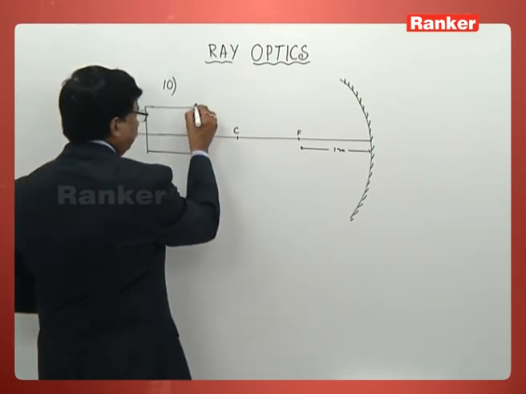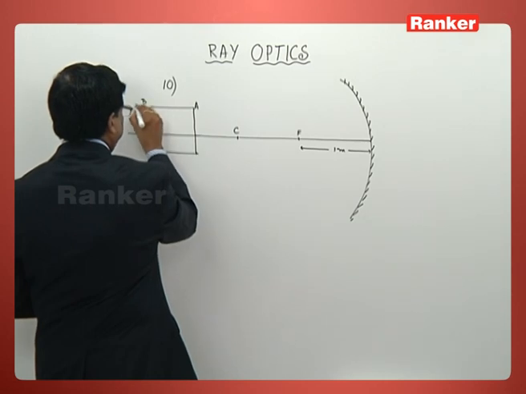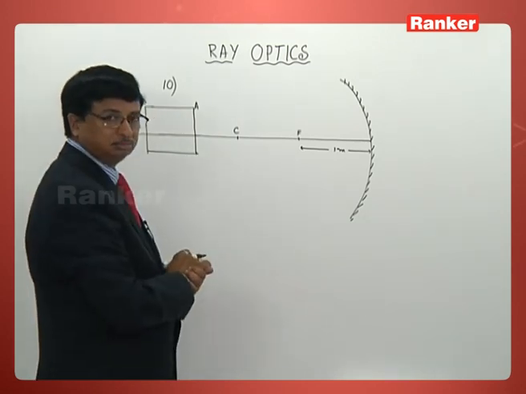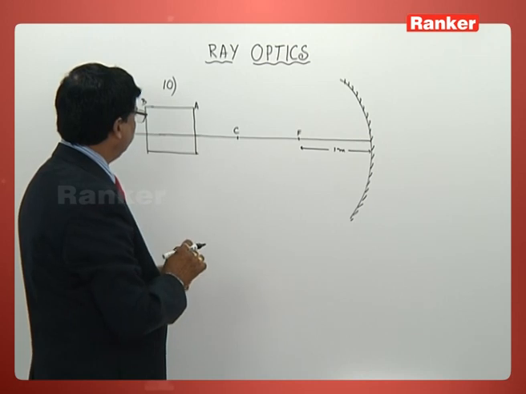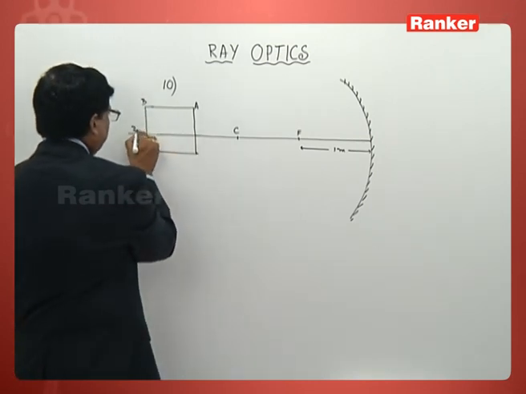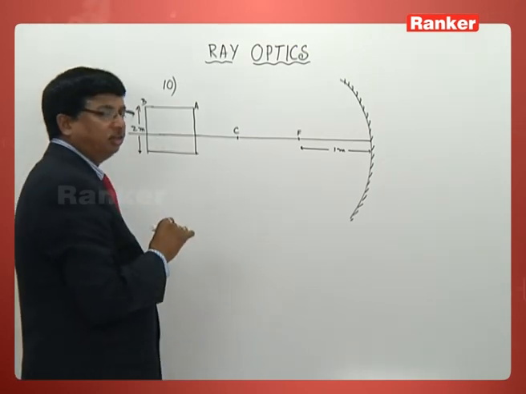If I take this face as A, this face as B, what is he giving you? First of all, 2 meter is going to be the side length of the cube. Side length is 2 meter, fine.